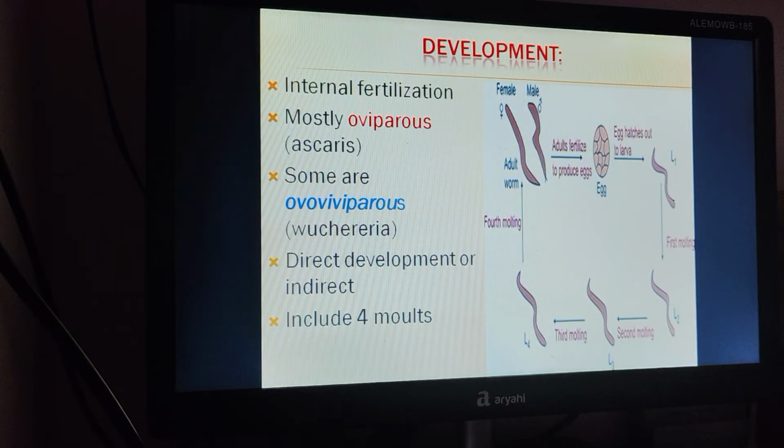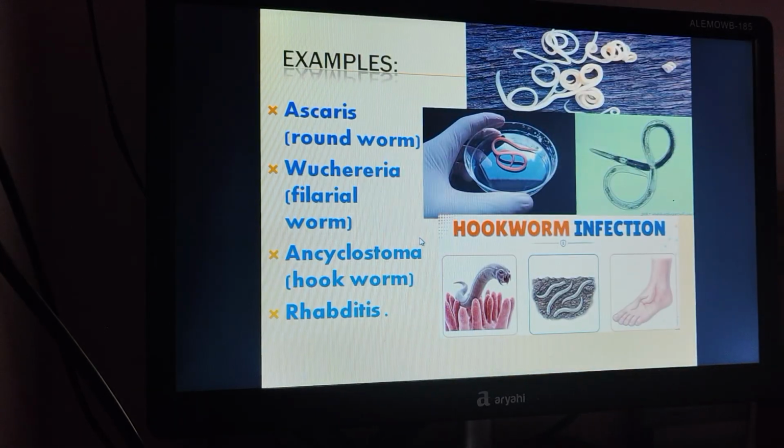Direct development is seen, or sometimes indirect development also, but moultings you can see. This is ecdysis, as we said. By the time the larva develops into an adult, ecdysis takes place 4 times. 4 times they will molt their body. They shed off their skin. That is called molt, the ecdysis process.